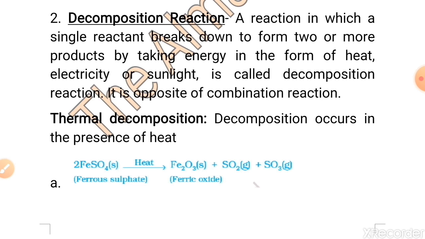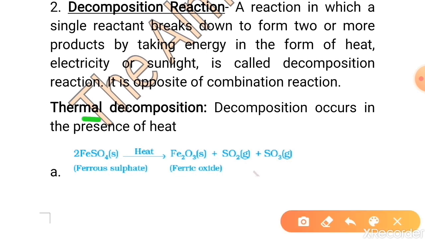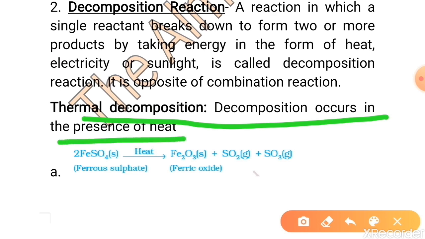When decomposition reaction occurs in presence of heat, then we say thermal decomposition. When decomposition reaction occurs in presence of electricity, we say it is electrolysis. And when your decomposition reaction occurs in presence of sunlight, it is photolysis. So we will see each of them. First, thermal decomposition. As I said, students, thermal decomposition is a reaction which occurs in presence of heat.